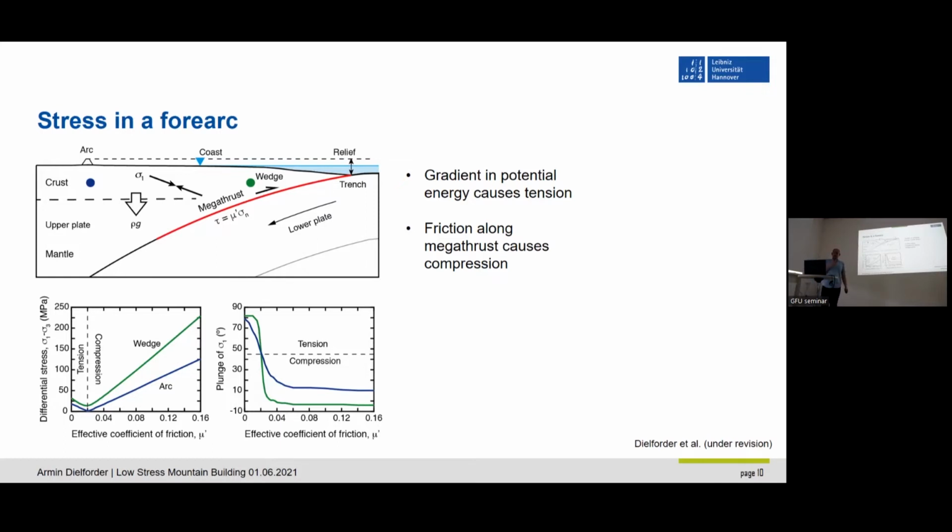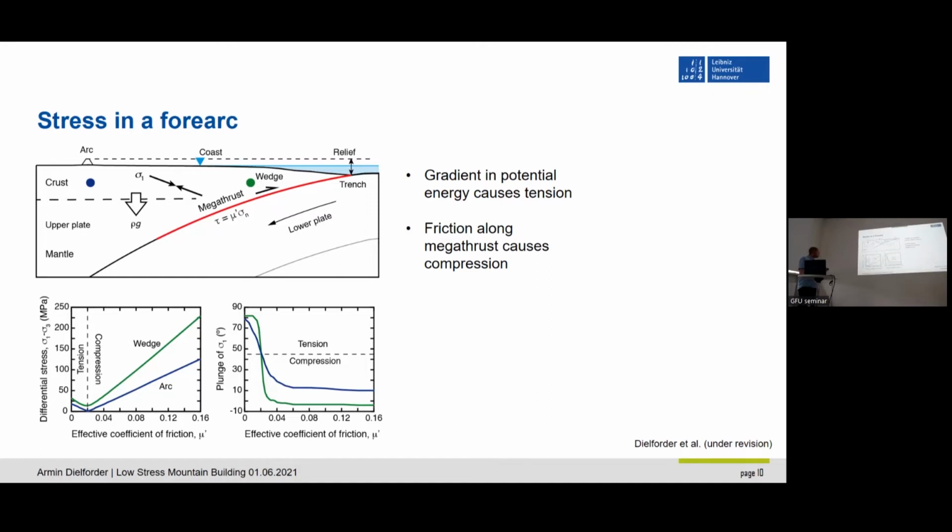There are mainly two factors that control the large-scale, or first-order, stress conditions. One is a topographic gradient between the volcanic arc, the high mountainous area, and the deep oceanic trench. This gradient causes a gradient in potential energy, and this causes tension in the forearc. It induces, so to say, a tendency to gravitational collapse. This is counteracted by shearing and friction along the plate boundary fault, where the shear stress along the megathrust causes compression in the forearc.